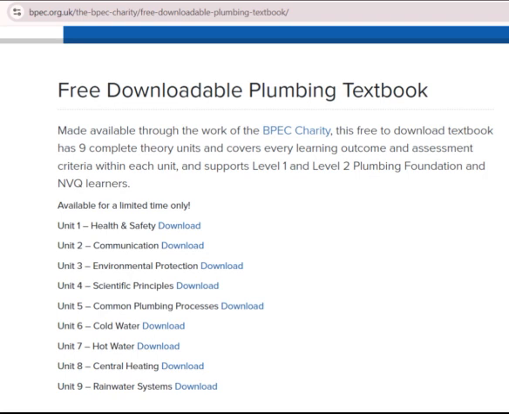1. Static pressure, head: water that is not flowing. 2. Dynamic pressure: water that is flowing. Static pressure, head: water that is not flowing.